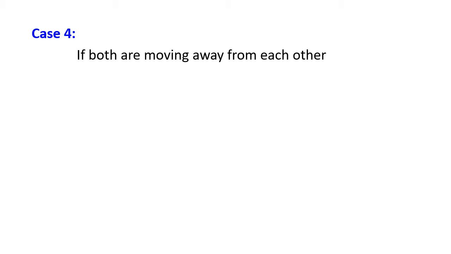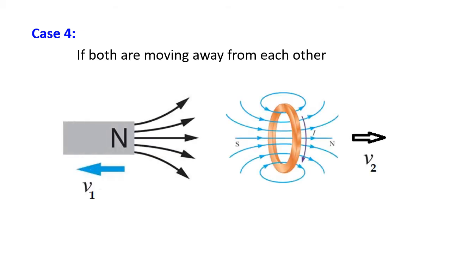Now if both are moving away, then also it is the same. Here the coil doesn't like to change the magnetic flux, and the magnetic flux is decreasing, so it will generate the south pole to stop the change. So that's why here it will create the south pole. To create the south pole here, it should be north pole on the other side. So for north pole, current has to pass in this direction, then only here it will be north and here it will be south.